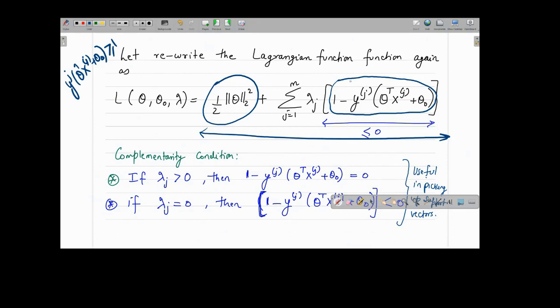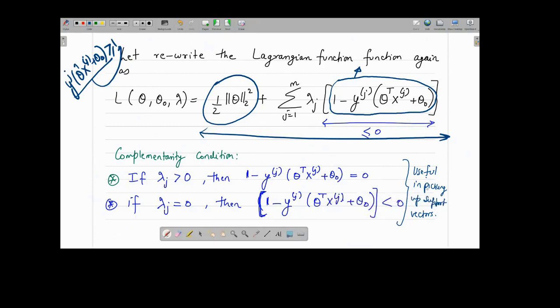And you can recall that this particular thing will always be less than 0, because if you bring this expression to this side, it will be 1 minus, so it's always less than 0. So this is the Lagrangian function. Now we are trying to apply the complementary condition which we stated earlier, and I was telling you it's a very important condition because it will help you understand what a support vector is in a support vector machine.